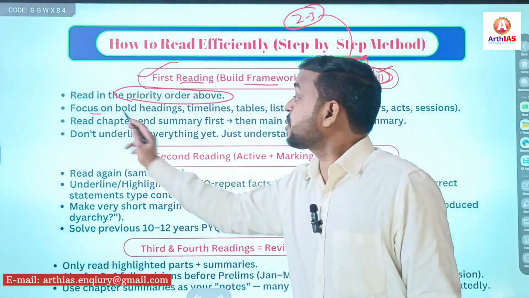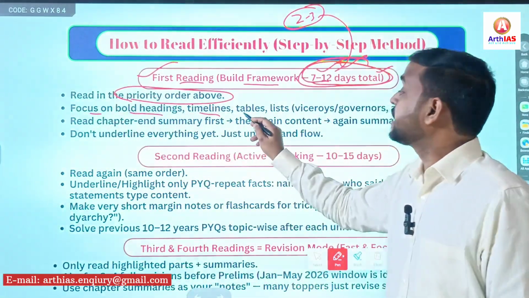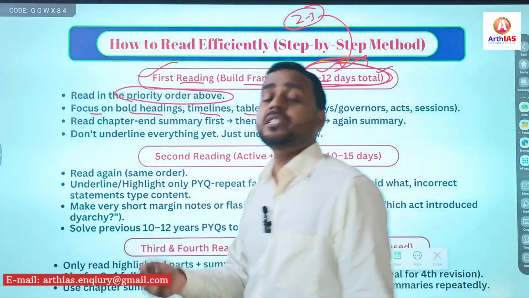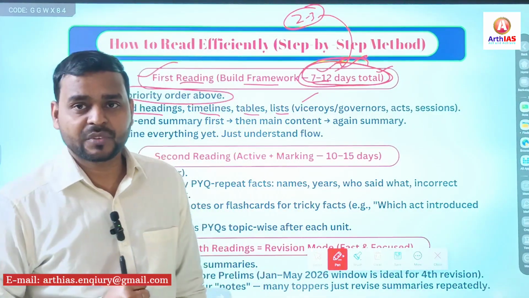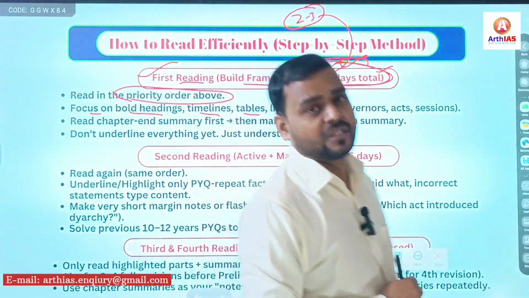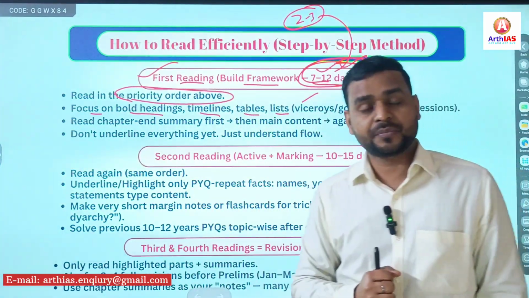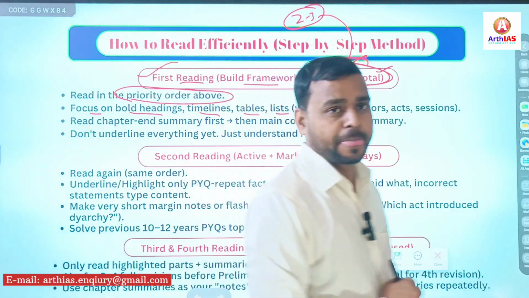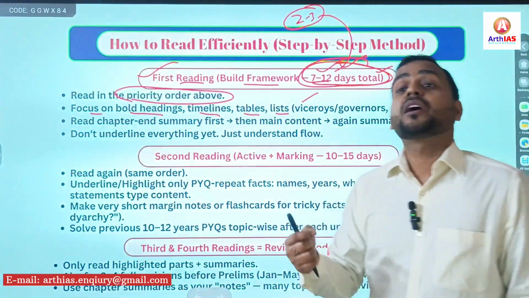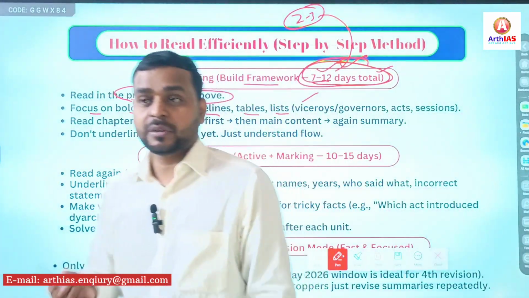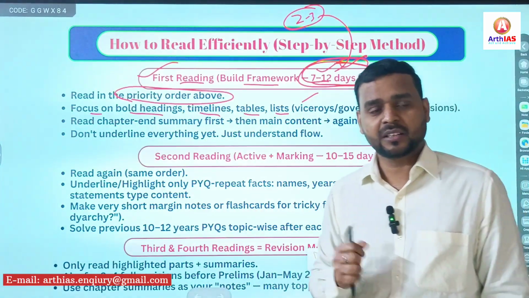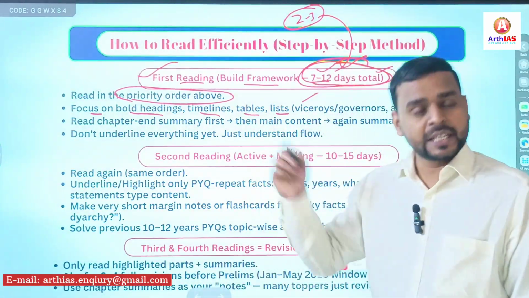Second, focus on bold headings, timelines, tables, lists, right? And already I have told you: Viceroys, Governor Generals, sessions of Congress, important commissions, committees, newspapers, journals, socio-religious movements, and other organizations, whether founded by extremists or moderates. So focus on those areas.